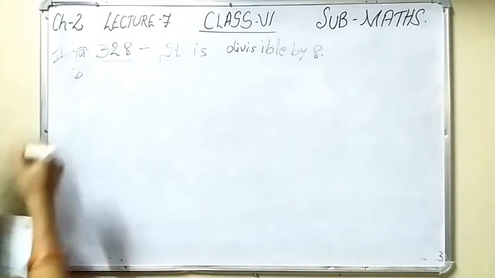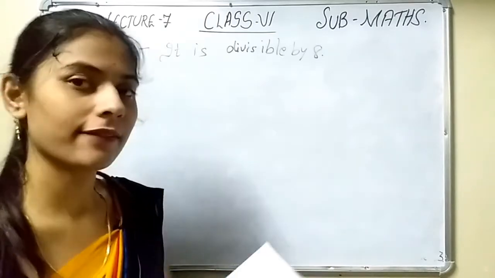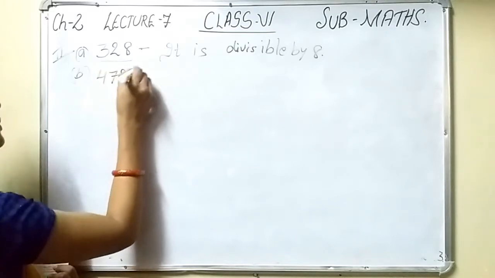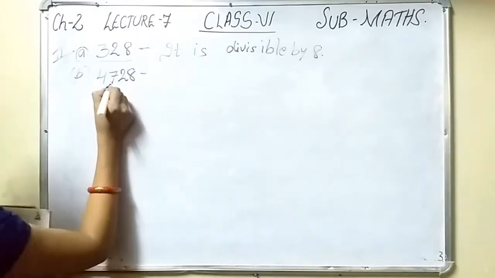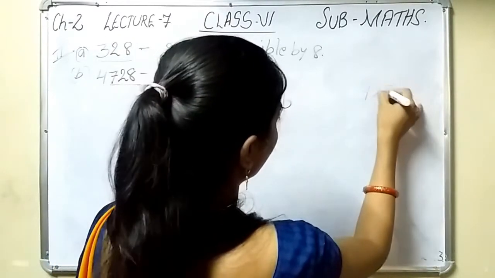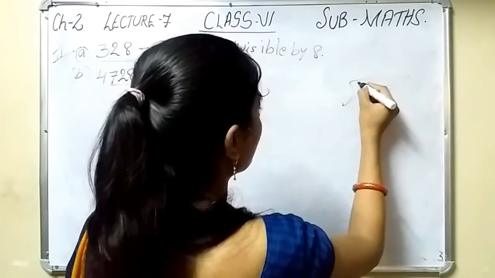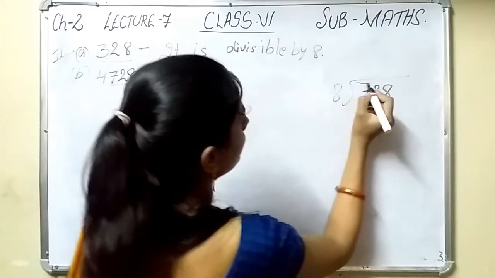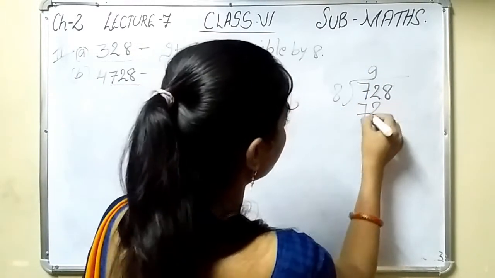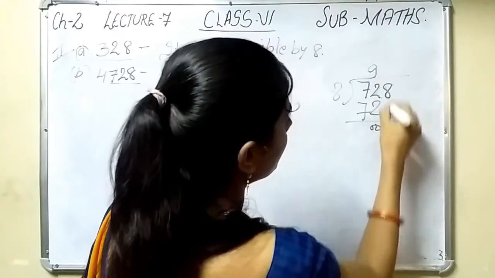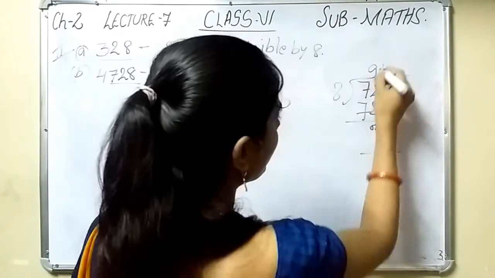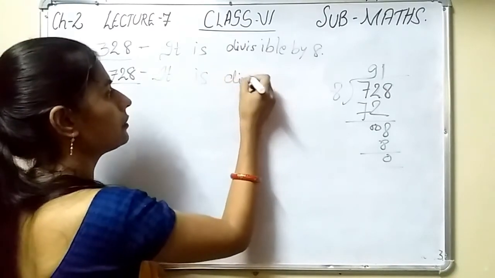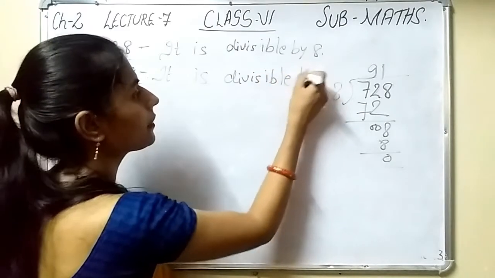See question number B. 4728. 4, 7, 2, 8. Now see last 3 digits 7, 2, 8. Find whether it is divisible by 8 or not. 8 9s are 72, 0, 0. Now 8. 8 1s are 8, 0. If you get the remainder here 0, it means it is divisible by 8.